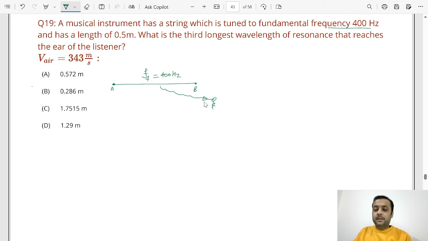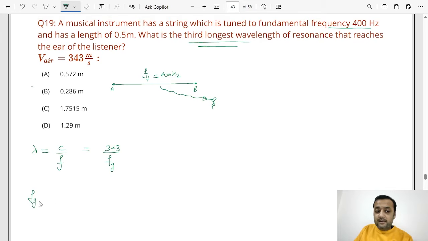Now, the question is asking for the third longest wavelength. The wavelength heard by the listener will be the speed of the sound wave in the air divided by the frequency of the sound wave. The speed of the sound wave is 343, divided by the frequency of the sound wave, which is the same as the frequency of the guitar. Now if you want the third longest wavelength, that means we want the third smallest frequency, because the third longest wavelength means the third smallest frequency.